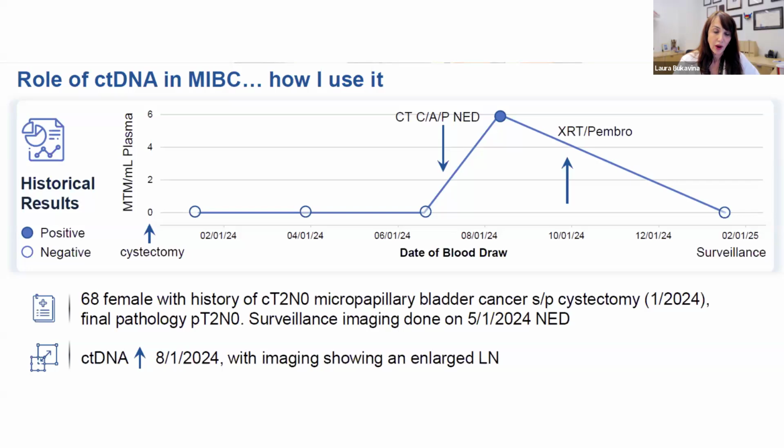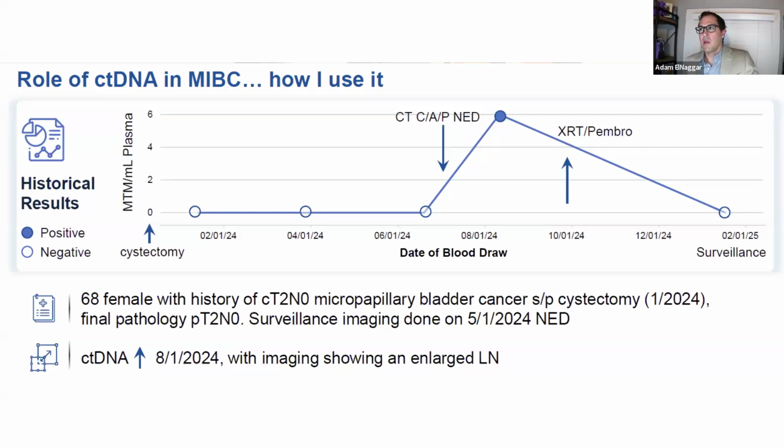So this is having that longitudinal collection starting right before cystectomy and after cystectomy, whether they get adjuvant therapy or not. I think it allows us to de-escalate or escalate surveillance imaging in patients who need it, right? That's how we use it. We don't treat based on the ctDNA number alone. But what we do is we get imaging and make our decisions based on what we find from there.